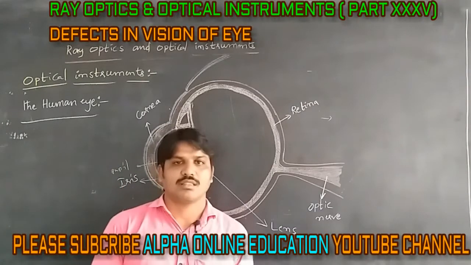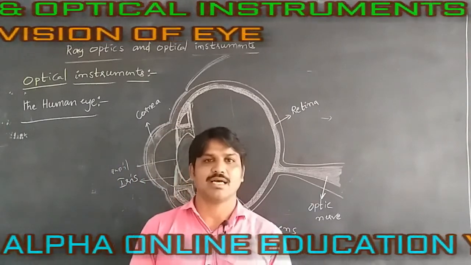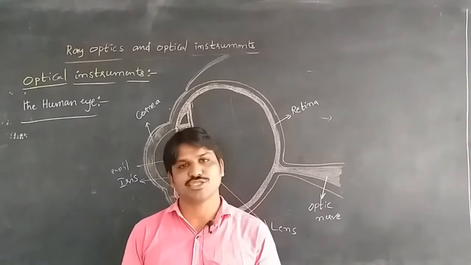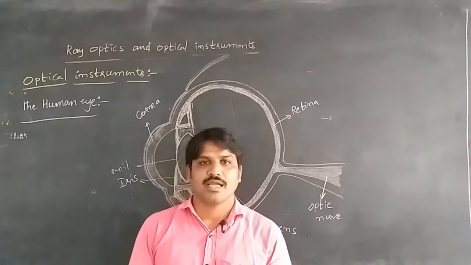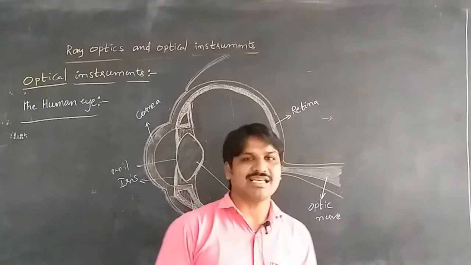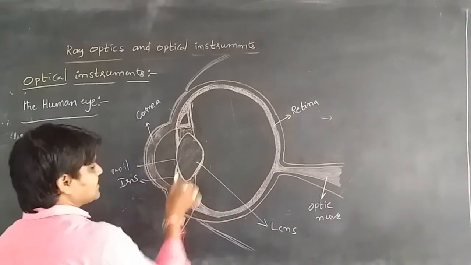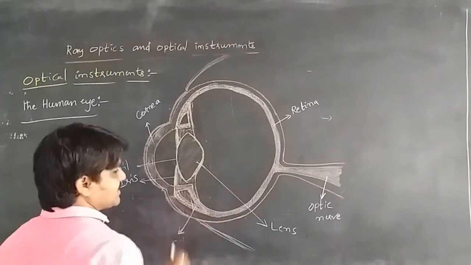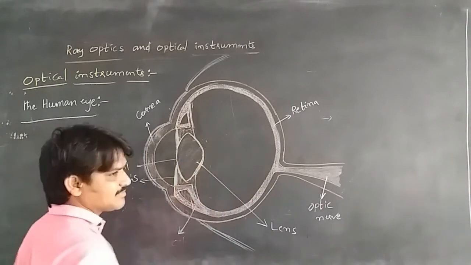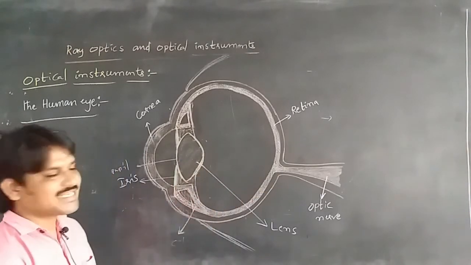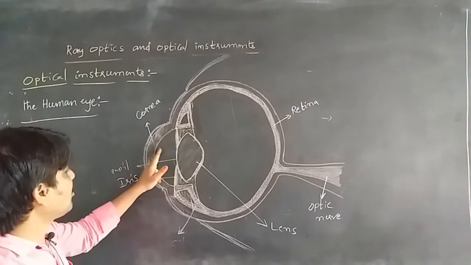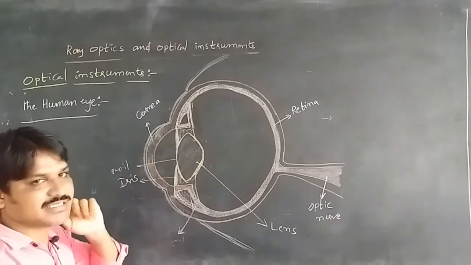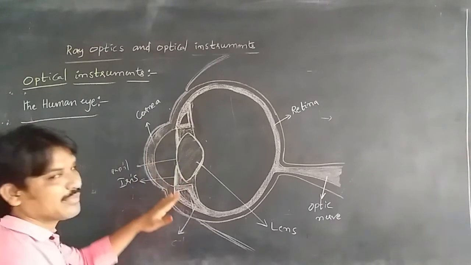The eye is the most important and precise optical instrument given by nature to the human being. The eye mainly consists of a lens and the retina behind it. When an object is placed in front of the eye, the cornea gives security to the lens from air particles and the like.